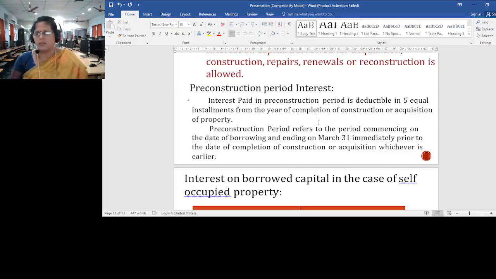Pre-construction period refers to the period commencing on the date of borrowing and ending on 31st March immediately prior to the date of completion of construction or acquisition, whichever is earlier. The pre-construction period, when you take it, refers to the period commencing on the date of borrowing, the date on which you will be borrowing the principal amount.